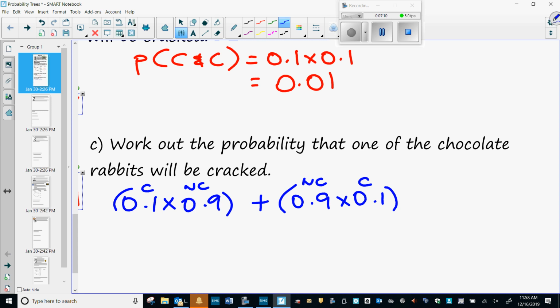Alright, so what's 0.1 times 0.9? 0.09 plus 0.09 gives 0.18. Okay? That's it. Done.